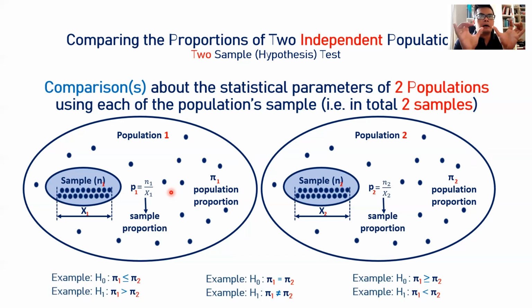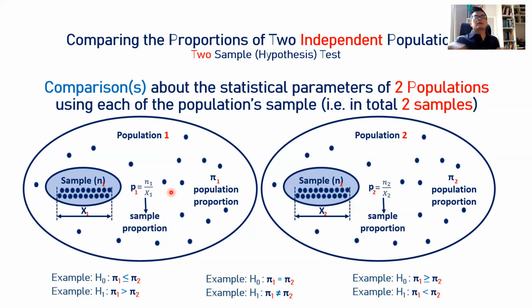That's why comparing the proportions is not less important than comparing the means. Because if we compare the means, then we tend to omit the importance of the population size. Tend to omit, but not actually omit.